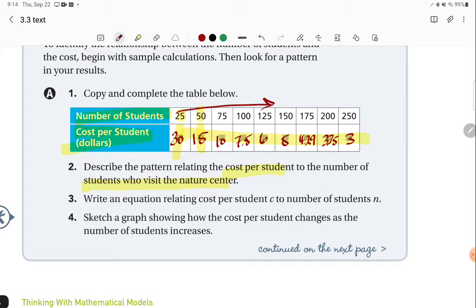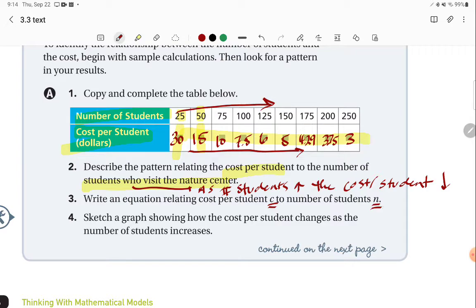As the number of students increase, the cost per student actually, from left to right, you notice that it decreases. So the cost per student decreases. Now on part 3, they wanted you to write an equation relating the cost per student C to the number of students N. So those are our variables.